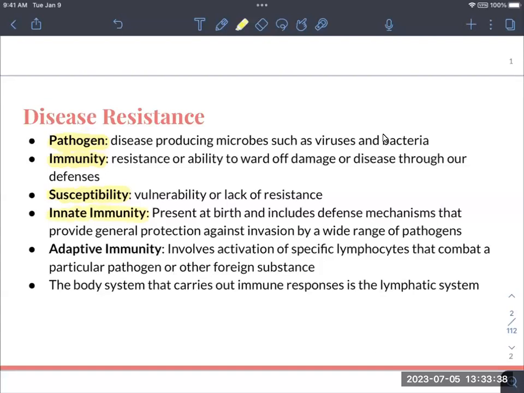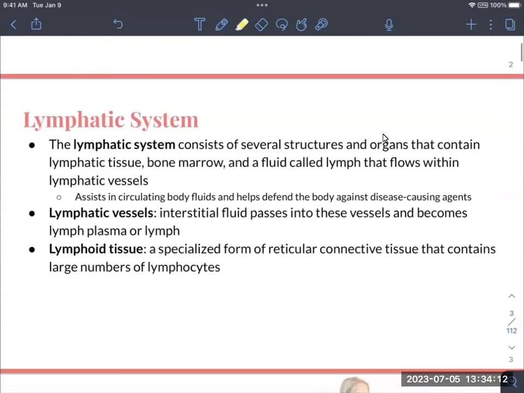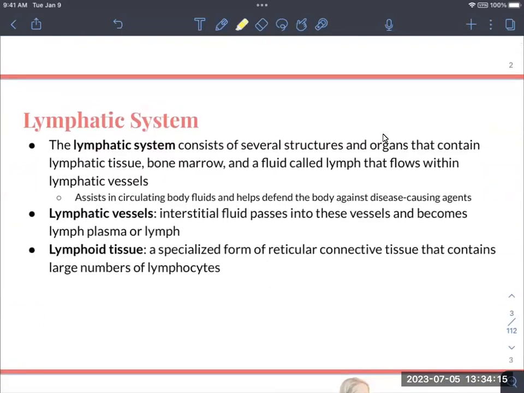We have adaptive immunity. Adaptive immunity involves lymphocytes specifically, that one type of white blood cell. They can specialize, learn, and remember specific pathogens or microbes, or different foreign substances for that matter too. Our immune system works with our lymphatic system to make all of this possible. So we'll start with the lymphatic system, and then we'll go into exactly how the immune system works.